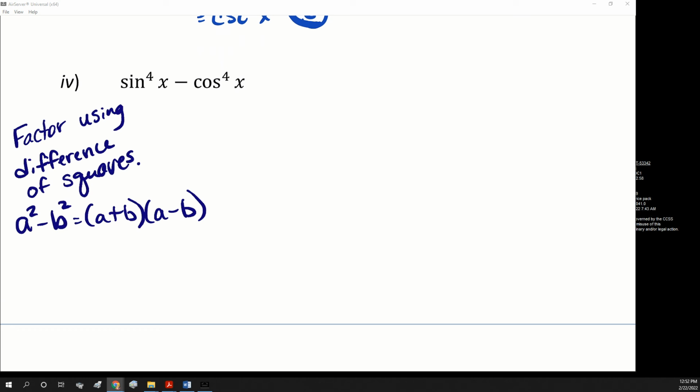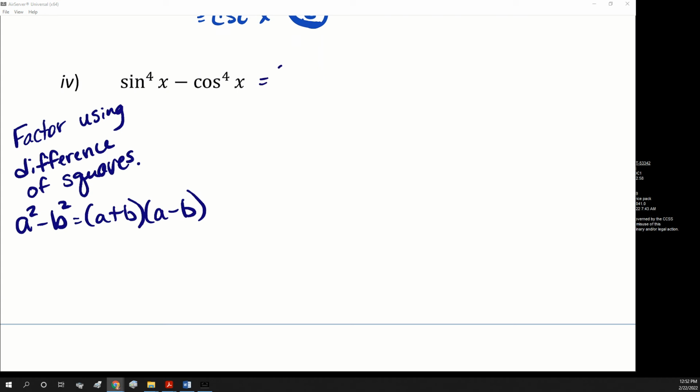Now we haven't factored really in a while. Like this whole semester, I don't think we factored one time, but we are going to now. And it's going to be kind of weird because we're going to be factoring with trig expressions, but the rules are the same.